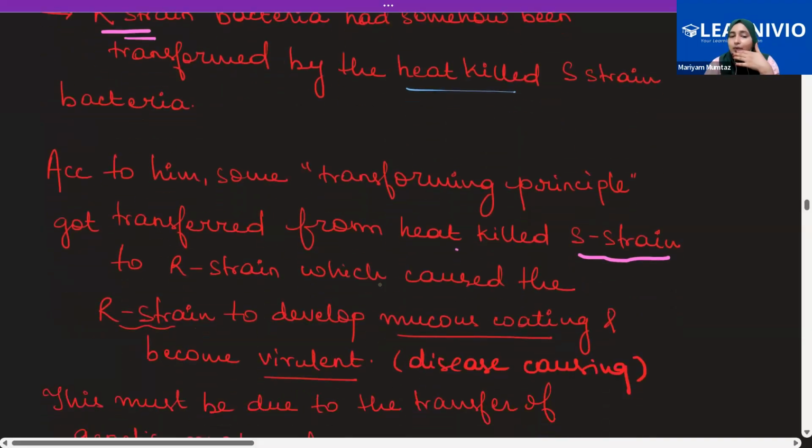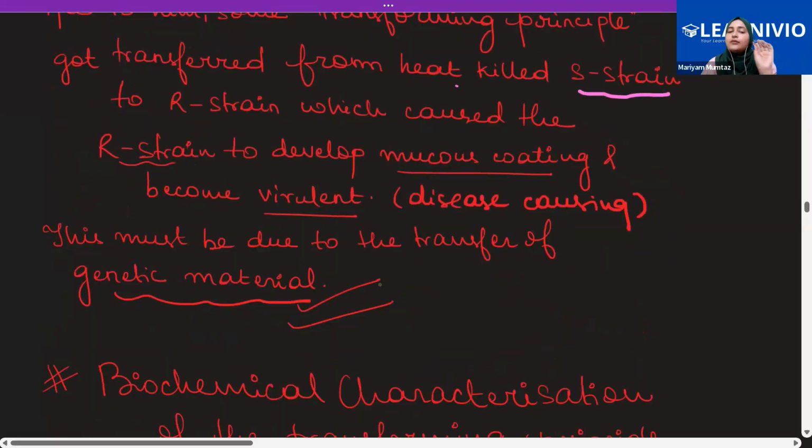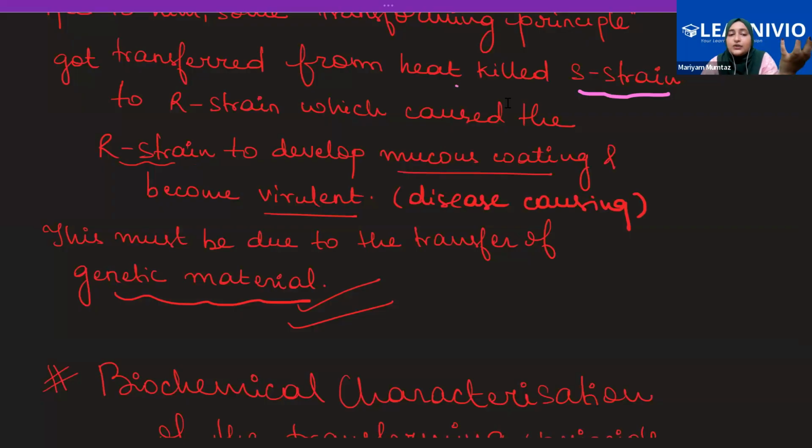Okay, and he did not know what it was, but he said that maybe this is because of the genetic material. He still did not know what the genetic material actually was. But he made a speculation that this transforming material is indeed a genetic material.